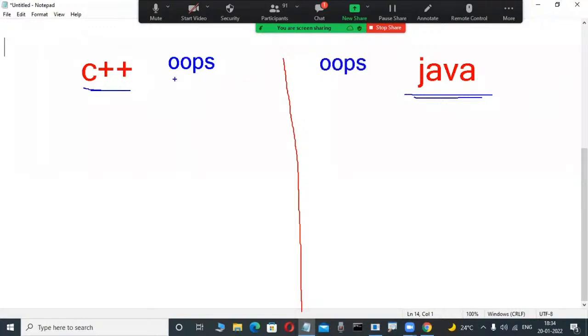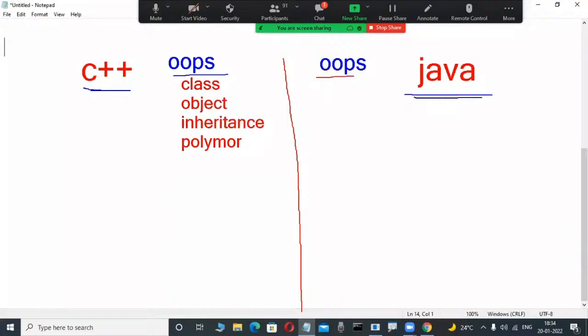OOPS concepts, as maybe some fellows know, include the concept of a class, again the concept of an object, again inheritance, and again polymorphism. Maybe many of you have an idea. Here, roughly, now check it out. Technical persons are there. Observe, the same is true in Java also.